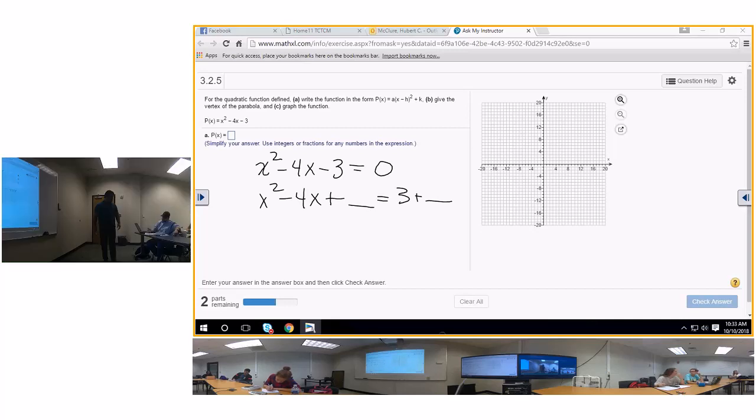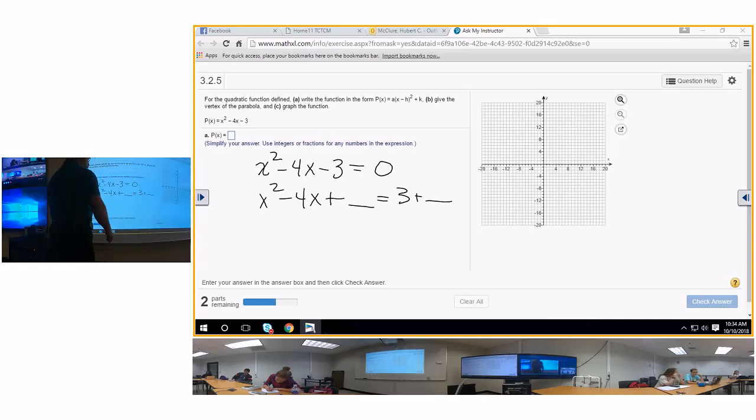Just divide it, add it on both sides. Remember, this is 90% of the test, so if you can do this, you can do the test. Half of 4 is what? 2. 2 squared is 4. So you have 4. And that's shortcut number what? Number 2.